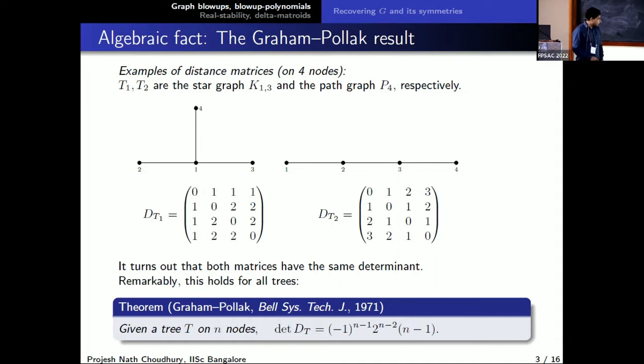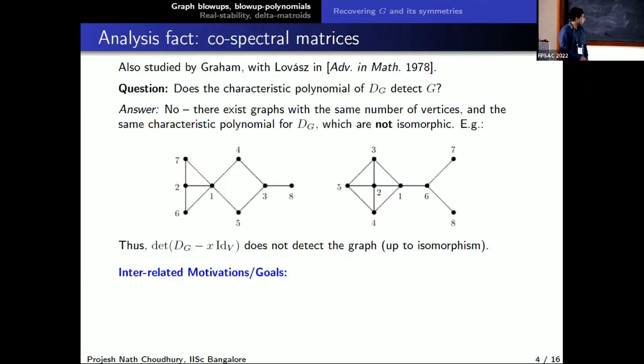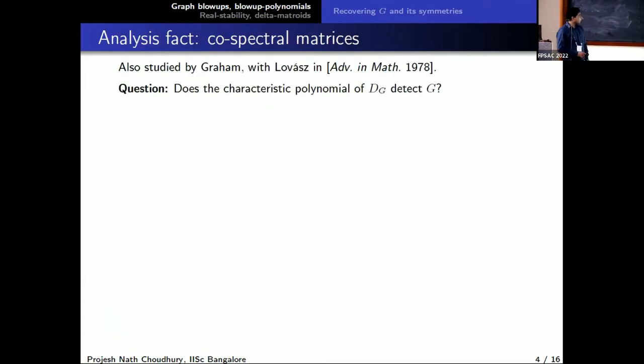The second fact which motivated this work is from spectral theory. Ron Graham again studied the spectral side of the distance matrix of a tree with Lovász in 1978. One question natural to us is the following. Of course, the distance matrix itself detects the graph. Just look at the entries which are 1; those correspond to the edges, and once you have the edges, you have the graph. Now the question is, does the characteristic polynomial of the distance matrix detect the graph G itself? Or in other words, do the eigenvalues of the distance matrix recover the graph G?